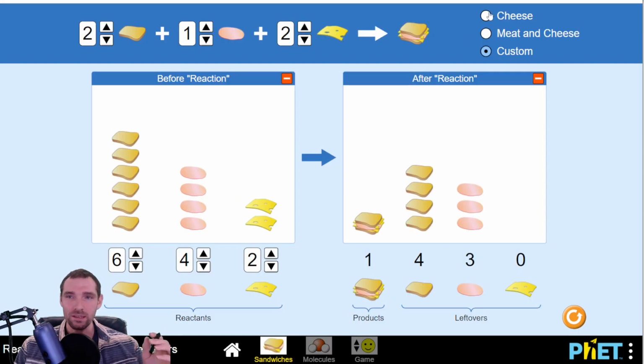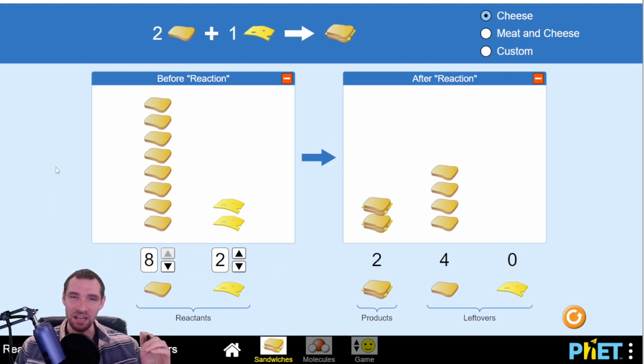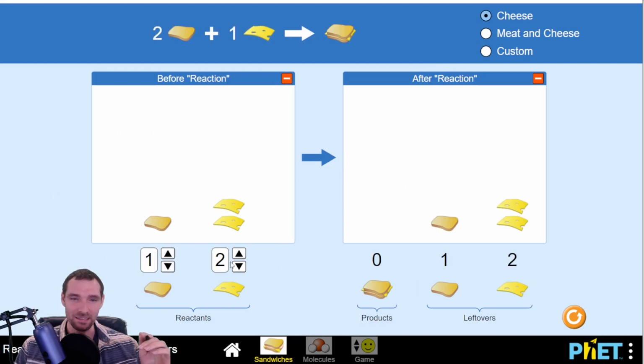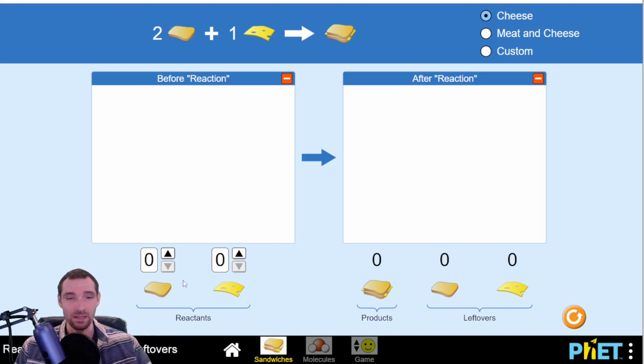So there's a very simple analogy of making a sandwich, and you've got different amounts of ingredients. And in this simulation, you can see, okay, well, I've got different amounts of reactants, and that will make some product. So right here, I can make one sandwich because I've got 2 pieces of bread and 1 cheese. You can see the reaction right there.